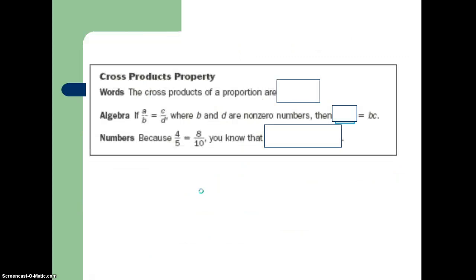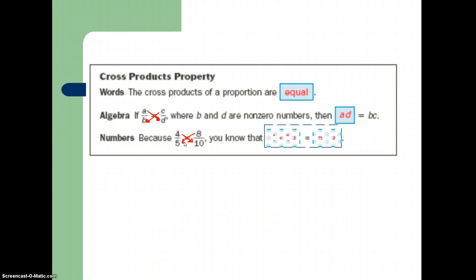The second way to solve a proportion is to use cross products. Remember, the cross products of a proportion are equal. Again, you take the numerator of one fraction and multiply it by the denominator in another and set them equal to each other. For example, this would be 4 times 10 and 8 times 5.